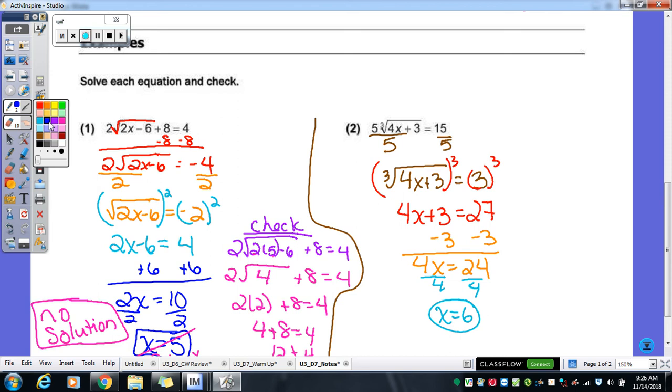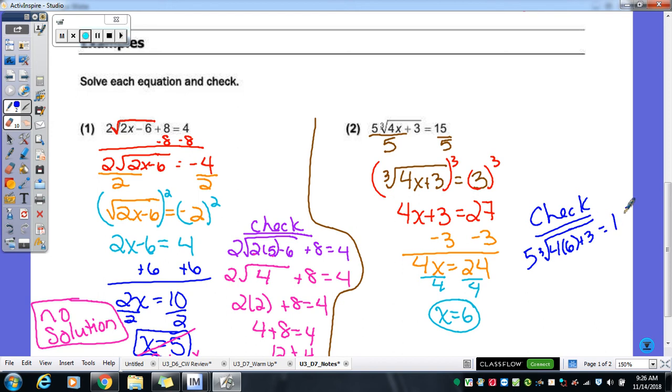So then again, we want to check. So plugging in our 6 that we got for x. Four times 6 plus 3, what does that give us under our radical? 27. Cube root of 27 would be 3. Because 3 times itself 3 times is 27. So then 5 times 3 gives us 15. So that one checks out. So x equals 6 is our answer there.